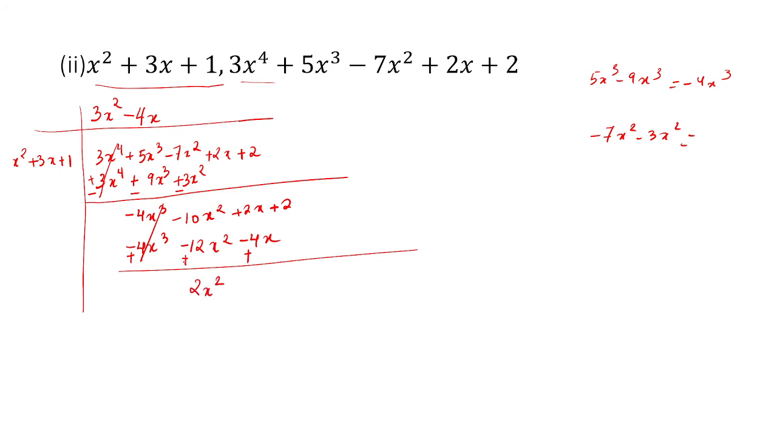Remember this, the sign will always transform. Plus 2x plus 4x becomes plus 6x plus 2. Now, finally, there's a plus sign. There's no minus sign over here, so you should add it, right? The sign will become plus.